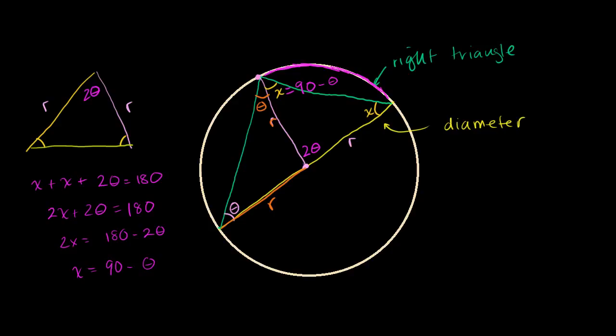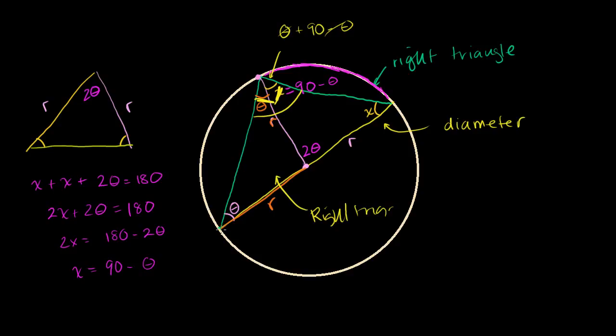So what is this whole angle over here? Well, it's going to be theta plus 90 minus theta. The thetas cancel out. So no matter what, as long as one side of my triangle is a diameter, and the vertex of the angle opposite that side sits on the circumference, then this angle right here is going to be a right angle, and this is going to be a right triangle.